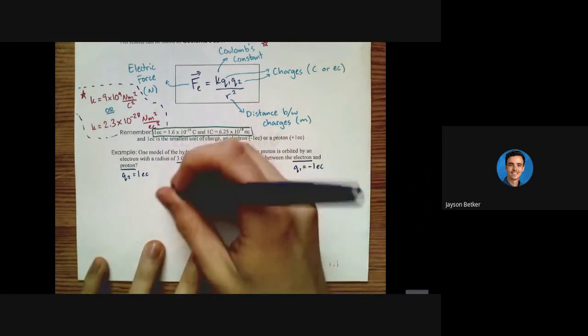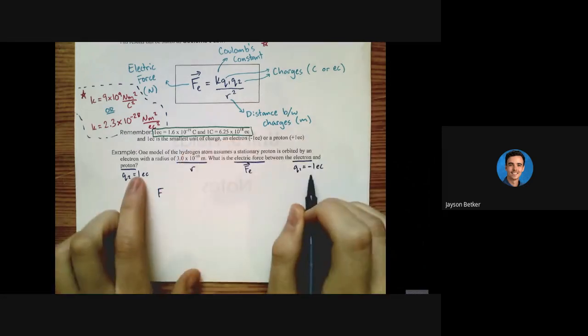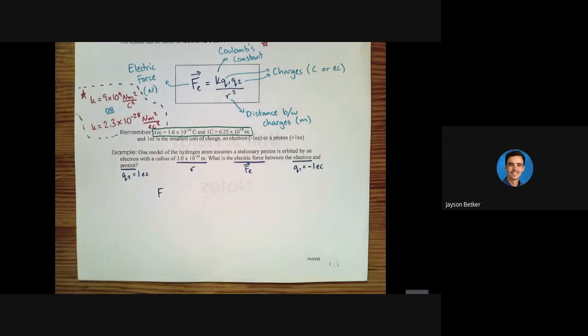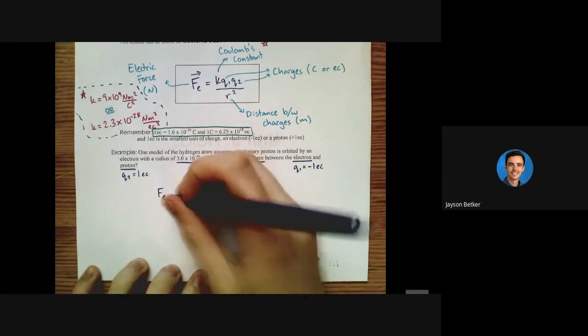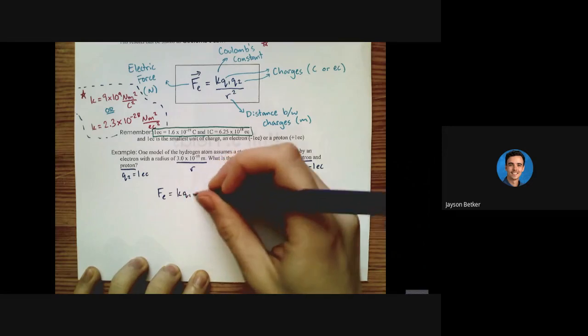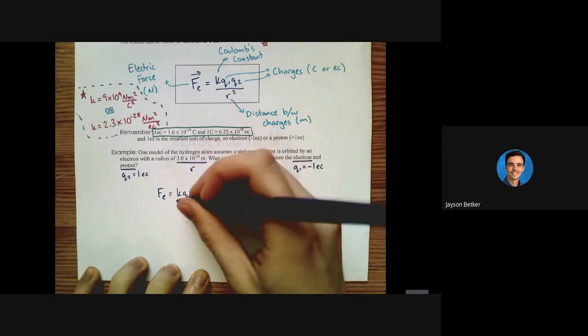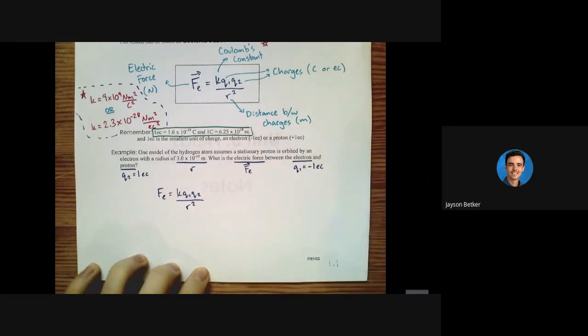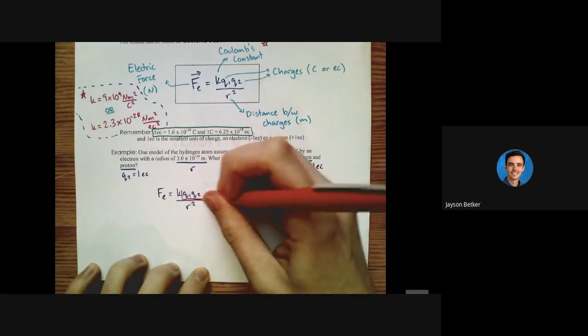Now, one thing to consider is that these positives and negatives for the Qs are only there to show us whether it's an attraction or a repulsion. If they're both negative, they're going to repel each other. If they're both positive, they're going to repel each other. If they're opposite, they're going to attract each other. And what I mean by that is that we actually don't need to put positives and negatives inside of our Coulomb's law formula here.